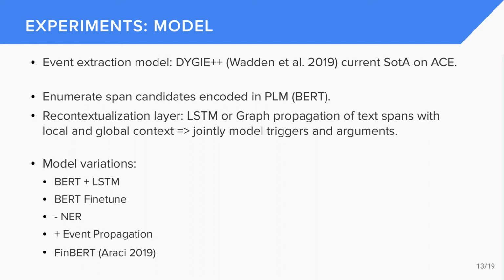We experiment with several variations in the model architecture. BERT plus LSTM uses the aforementioned frozen BERT embeddings with an LSTM as contextualization layer. There is no event graph propagation here. In the BERT fine-tune variation, we use supervised fine-tuning of the BERT transformer model on the end task. We also examine the impact of disabling the named entity recognition subtask in the pipeline. This removes predicted entity labels from being used as features in trigger and argument classification.